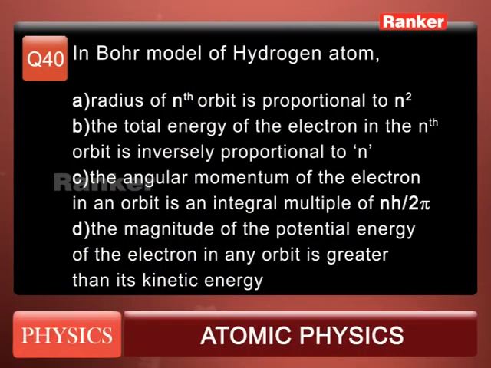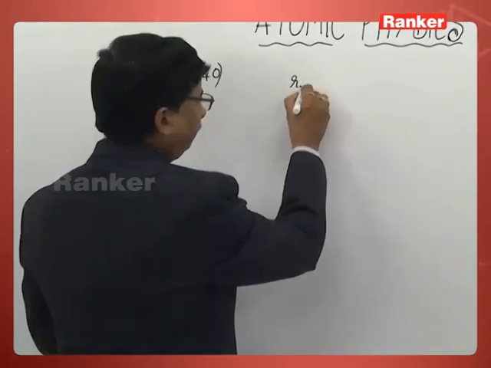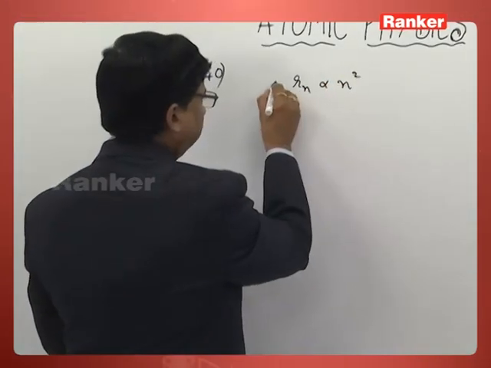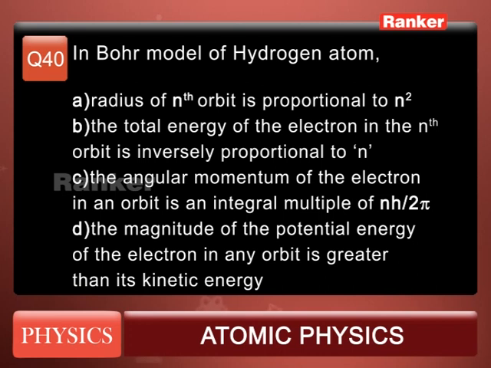Now I just read out first of all, in Bohr's model of hydrogen atom, there are 4 options given. Let me read out each and every option and try to identify which is the correct one out of them. In fact, it is a multiple answer type of question. The very first option: radius of nth orbit is proportional to n square. Is it true or false? First and foremost, identify that. Already I have given you that radius of nth orbit is directly proportional to n square. 100% it is true. So the first option is correct.